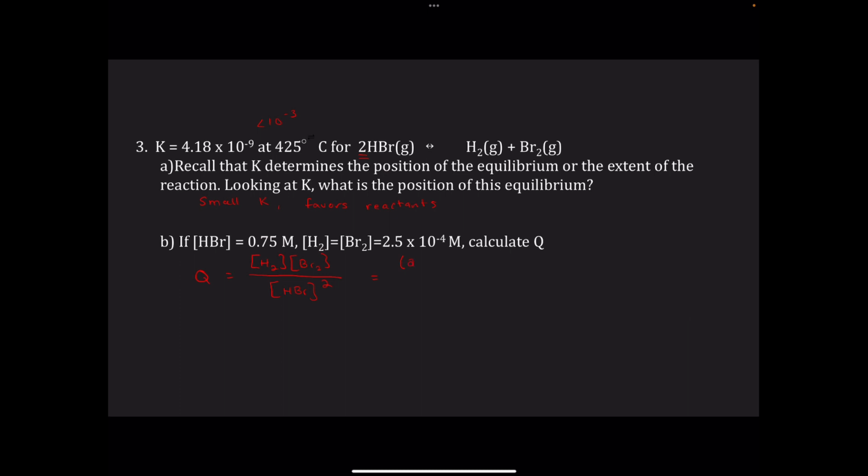So the hydrogen and bromine are both the same concentration. So 2.5 times 10 to the negative fourth times 2.5 times 10 to the negative fourth would be 2.5 times 10 to the negative fourth squared. On the bottom, my HBr is 0.75, and that concentration is squared. And this will be equal to 1.1 times 10 to the negative 7th.